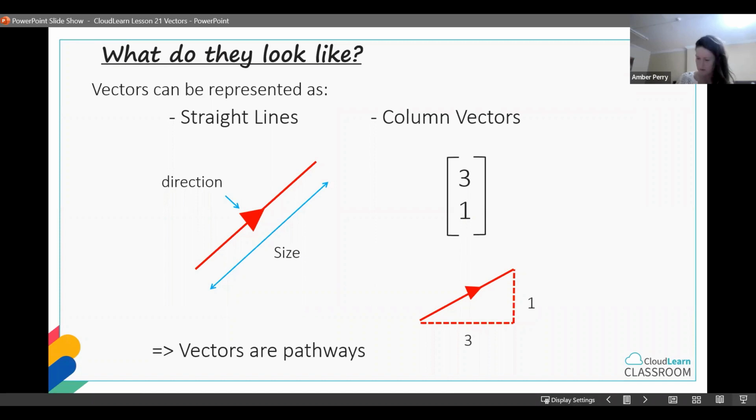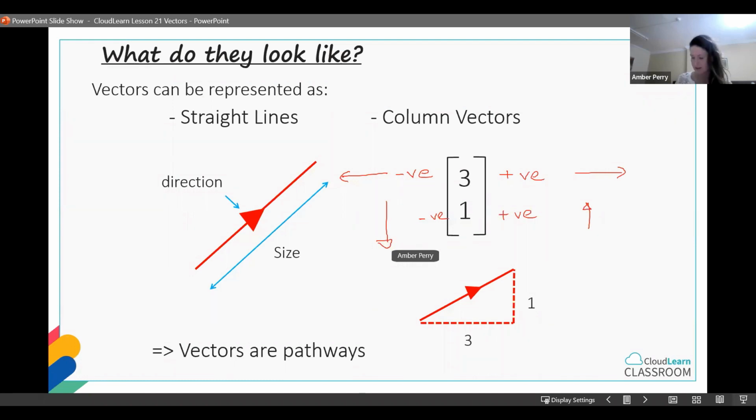Here we go. So this one, if this top number is a positive number, then it's going to the right. If this bottom number is positive, it's going directly up. If the top number is negative, then the vector is moving to the left. And if this bottom number is negative, then the vector is moving directly down.